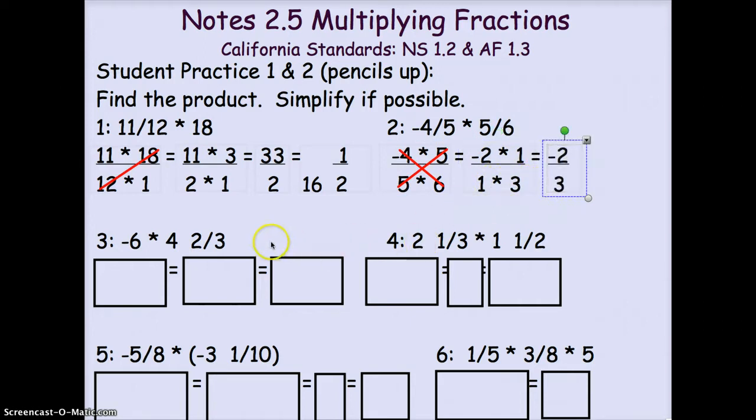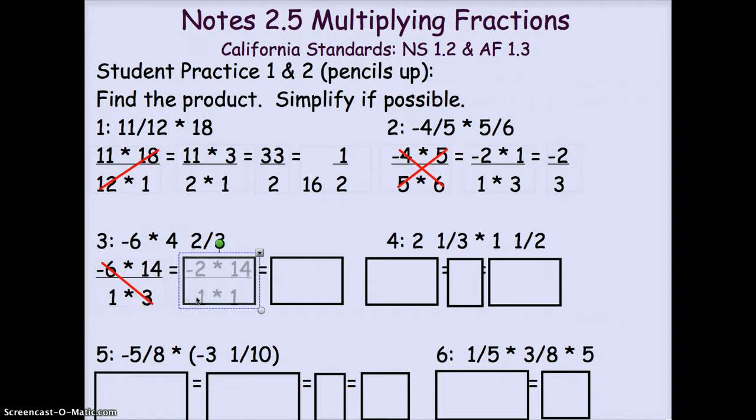And there you go. Problem number 6, again, this is a whole number, so we need to write it as a fraction, as negative 6 over 1. And mixed numbers, you need to turn them into an improper fraction first before you can work with them. 4 times 3 is 12, plus 2 is 14. I can cross-cancel the negative 6 and the 3, and I end up with 2 over 1.